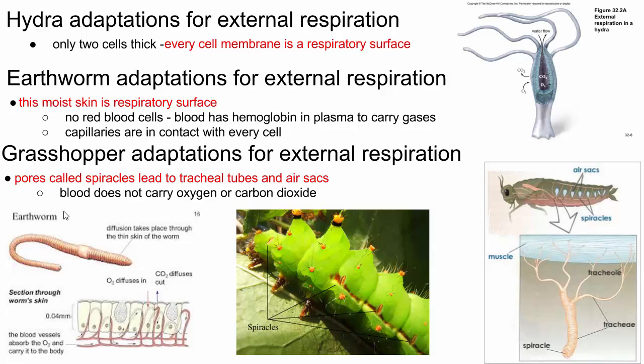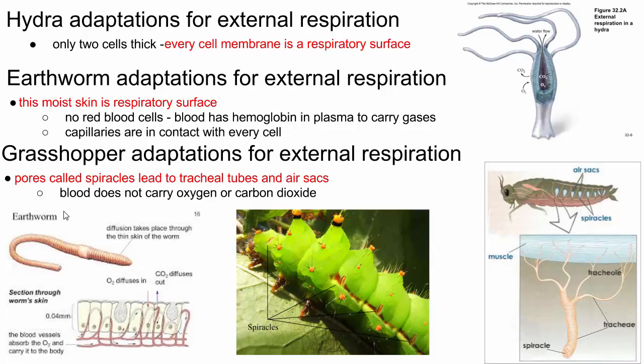Okay. Here you see in this caterpillar, these lines are pointing to these little dots on this caterpillar. Those are called spiracles. And they're little openings that lead to tubes within the insect's body that end in air sacs. And here, if you look at this diagram of the grasshopper, what you see is the spiracles, the openings on the outside, and they lead in through some tubes called the tracheal tubes into little air sacs, and that's what feeds oxygen to the cells within the grasshopper.